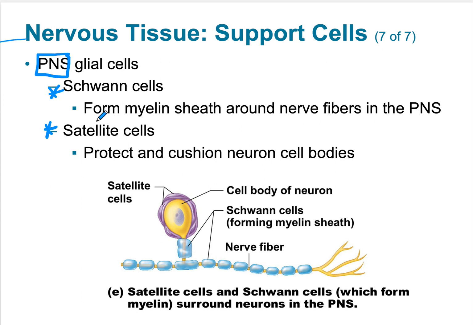Okay, satellite cells are very similar to the astrocytes, and here you can see the satellite cells. They surround usually the cell bodies of the neurons that are found in the peripheral nervous system, and they provide nourishment, protection, things like that. And so satellite cells are very similar to astrocytes. Okay, but these are the 2 types of neuroglial cells that are found in the peripheral nervous system. Okay.